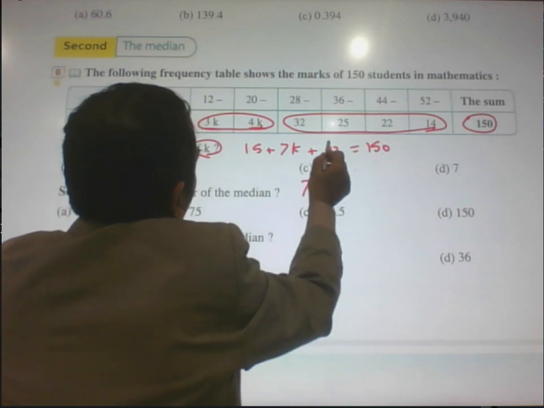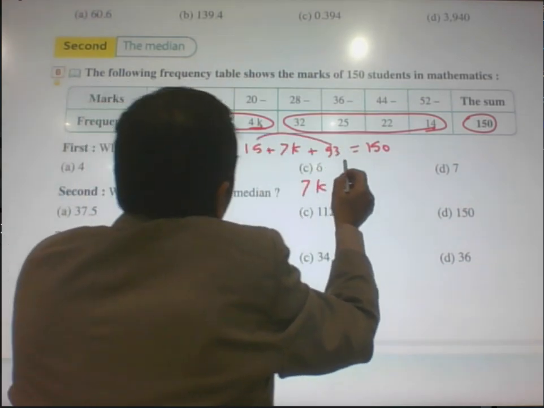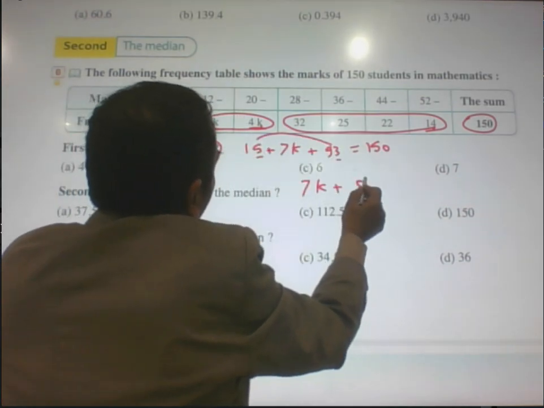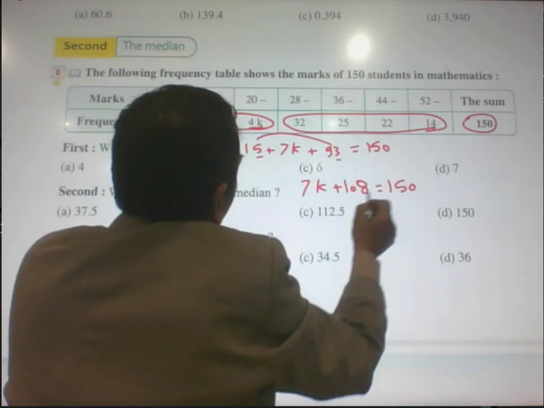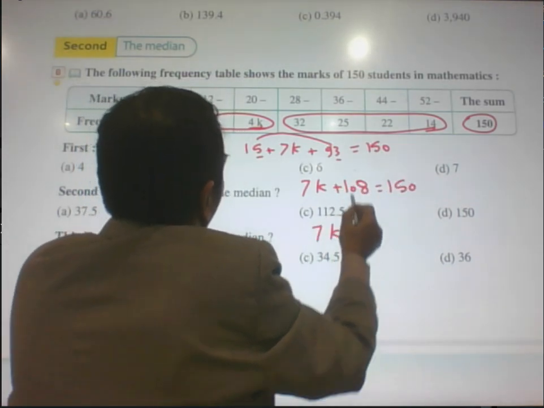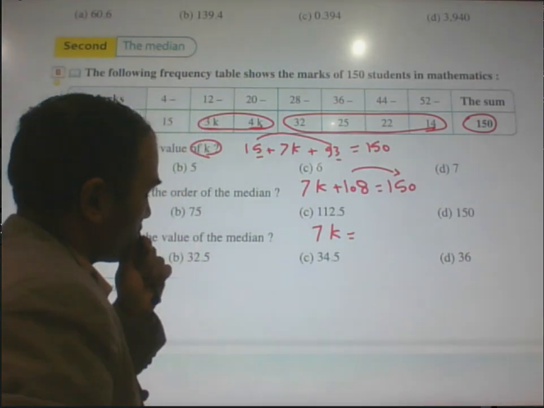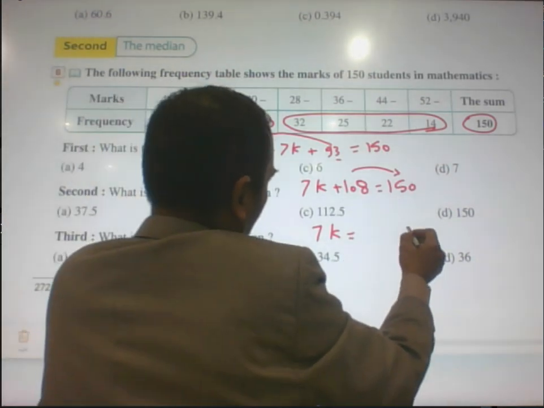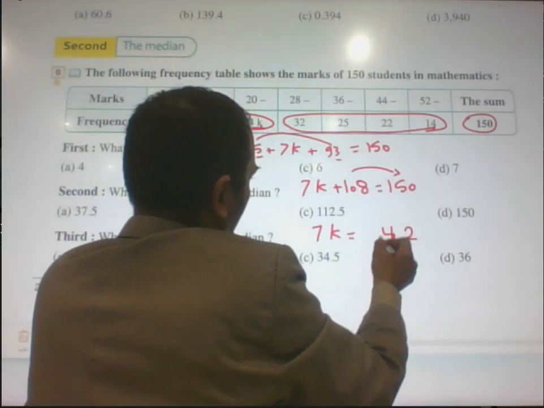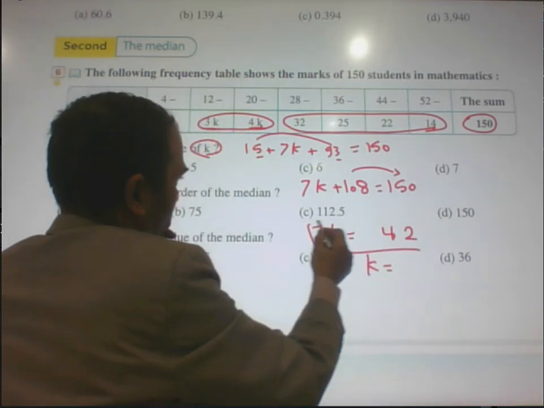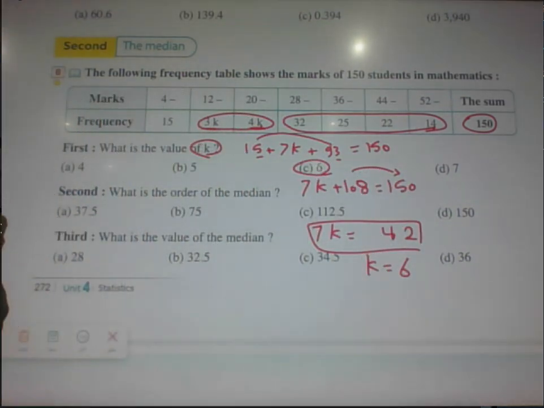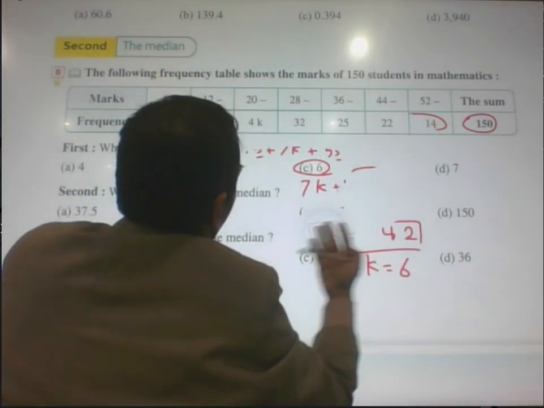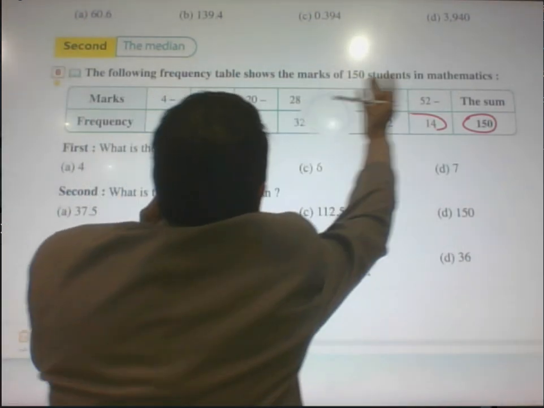Okay, plus we can collect 15 plus 39, 5 plus 3 equal 8, and 9 plus 1 equal 10. The result will be 150. Then 7k equal, we can move 108, subtract from 150. 10 minus 8 equal 2, and 4 minus 0 equal 4. Then k will be 42 divided by 7 equals 6. The value of k here equals 6. Okay, k equals 6. Choose letter C.